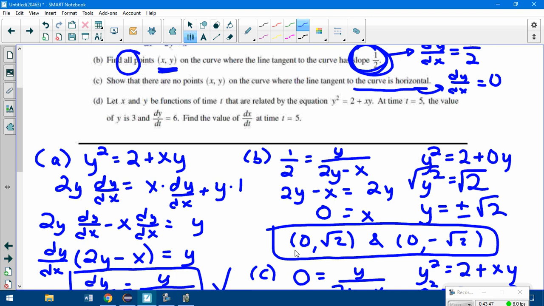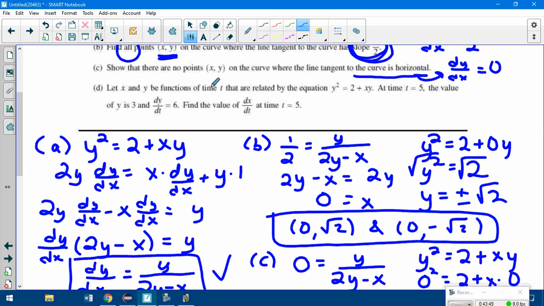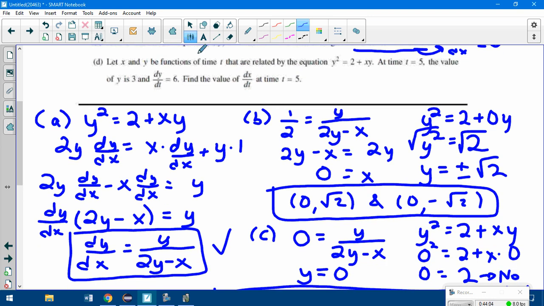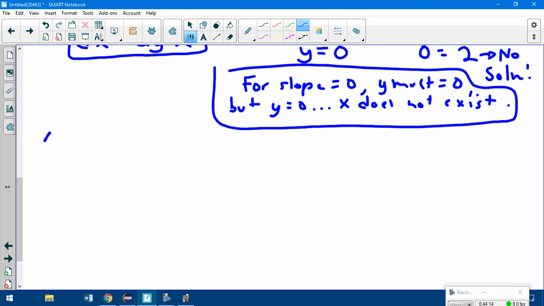Okay, almost done. Let x and y be functions of time t that are related by this equation. At time t equals 5, the value of y is 3, and dy/dt is 6. Find the value of dx/dt at that time. So this is kind of a related rates type question. If they're giving you dy/dt and dx/dt, they want you to take this derivative with respect to t. So that's what we've got to do.